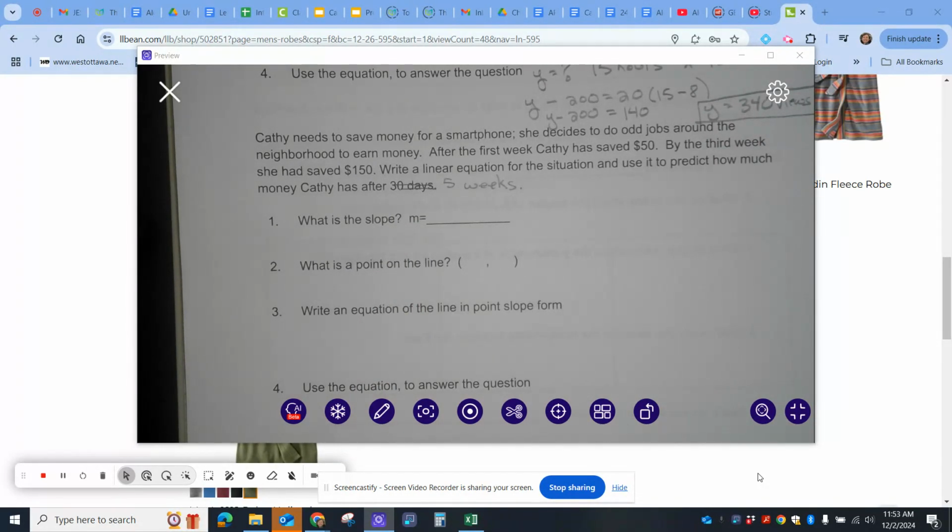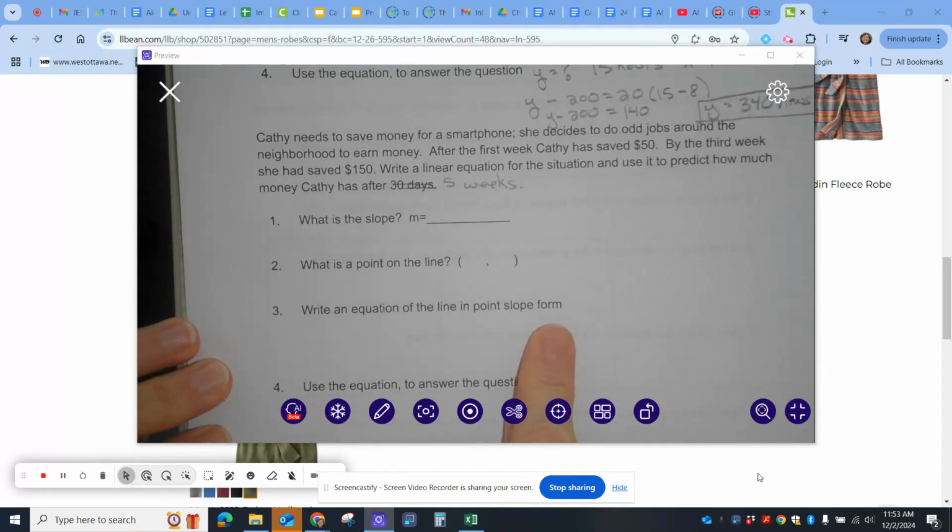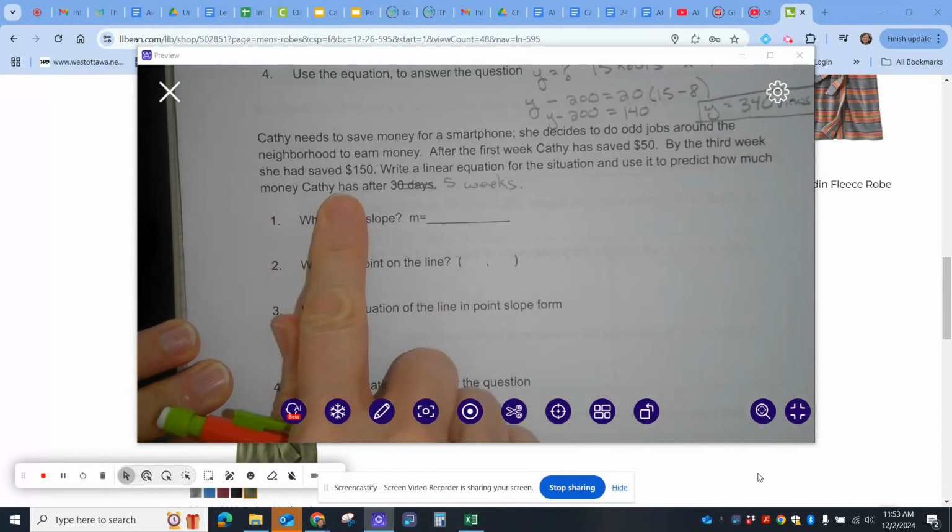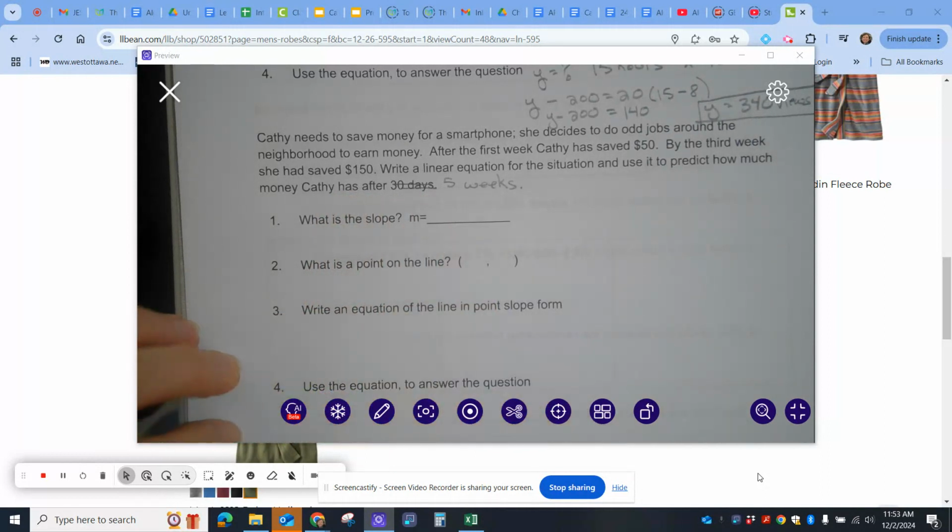Okay, this says Kathy needs to save money for a smartphone. She decides to do odd jobs around the neighborhood to earn money. After the first week, Kathy has saved $50. By the third week, she has saved $150. Write a linear equation and use it to predict how much money Kathy has after 5 weeks.